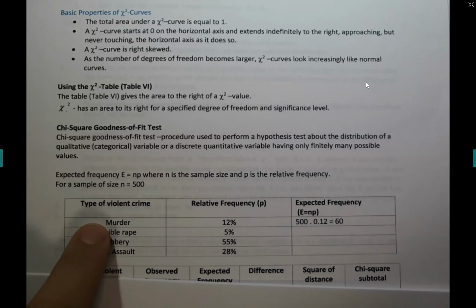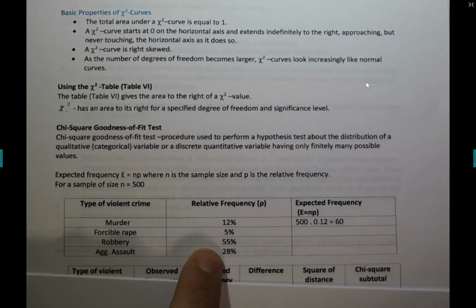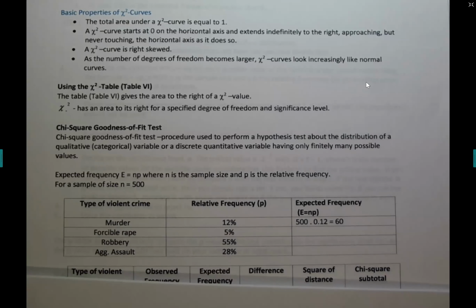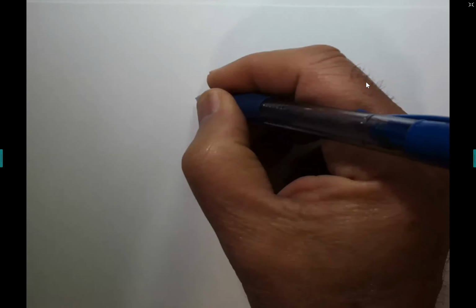Look here, you have murder, forcible rape, robbery, and aggravated assaults: 4 categories. The techniques we learned in chapter 8 would not work here because they work only with two samples, and here we have 1, 2, 3, 4. You've seen in the other examples that you could have as many categories as you want. So we will not be using a z-test. We will not be using a t-test. We will be using a test called the chi-square test.